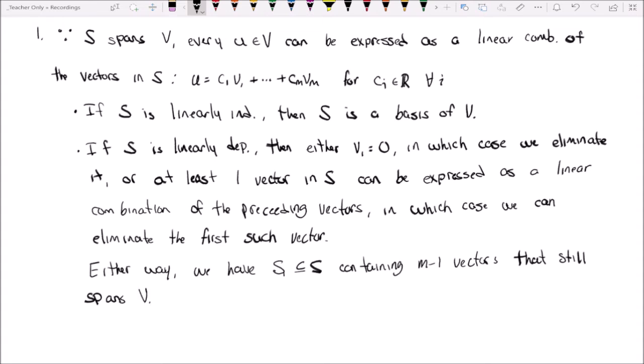To see why it still spans V, that's easy enough. First off, the zero vector doesn't help in the span at all. If you have a vector that's a linear combination of the preceding vectors, simply by eliminating it doesn't change the fact that it's going to span, because that one vector was already spanned by the preceding ones. Now, we have two possibilities. If S1 is linearly independent, we're done. All right, we have our basis.